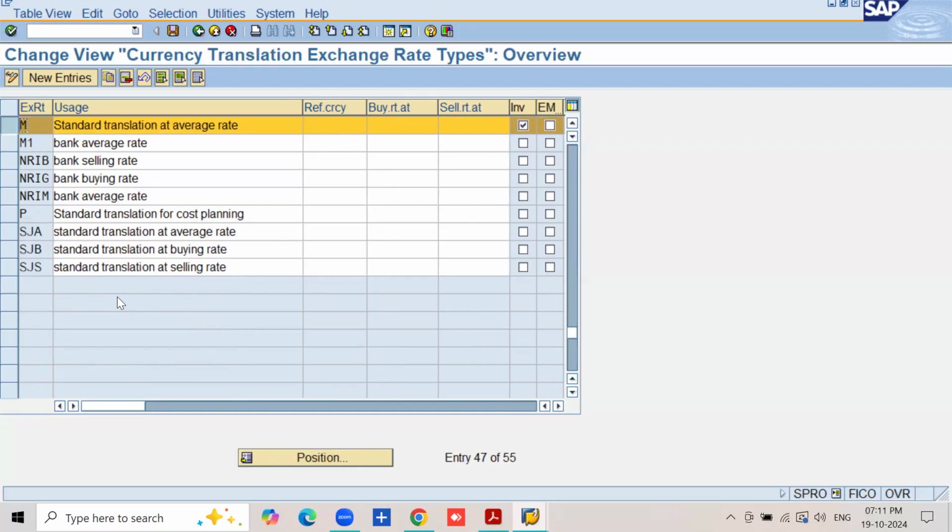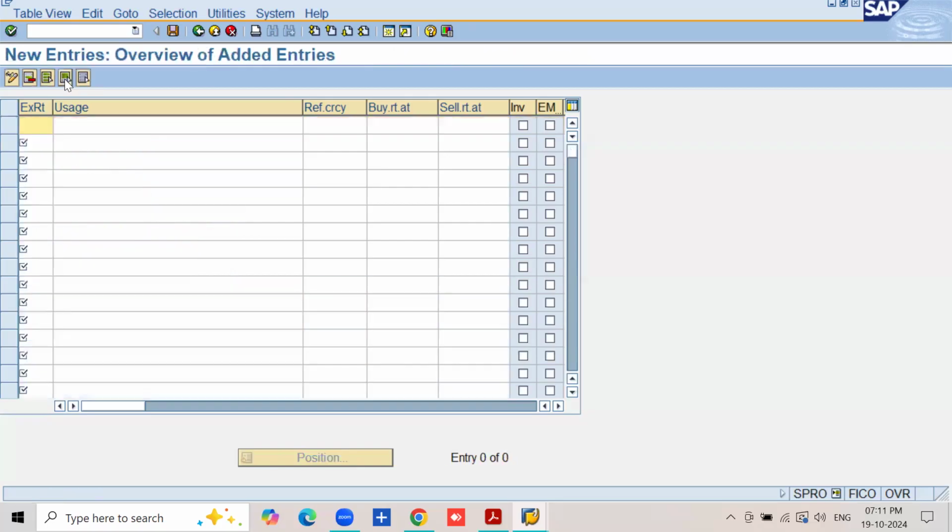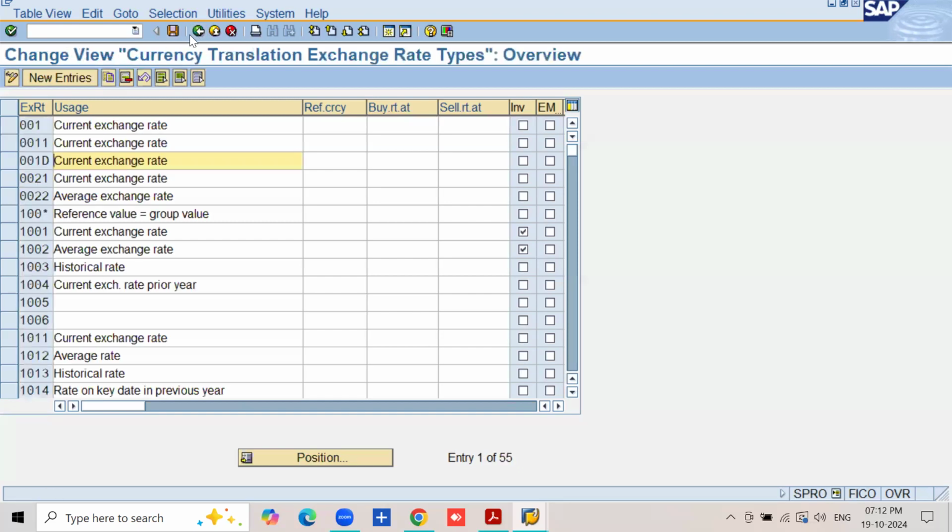Suppose I want to define my own exchange rate types. In that case, click on new entries. You can go up to 4 characters. For example, exchange rate type X, bank buying rate, Y, bank selling rate, Z, bank average rate. Otherwise, PQR or any identification. You can define your own exchange rate types also. So actually, you need not do anything.